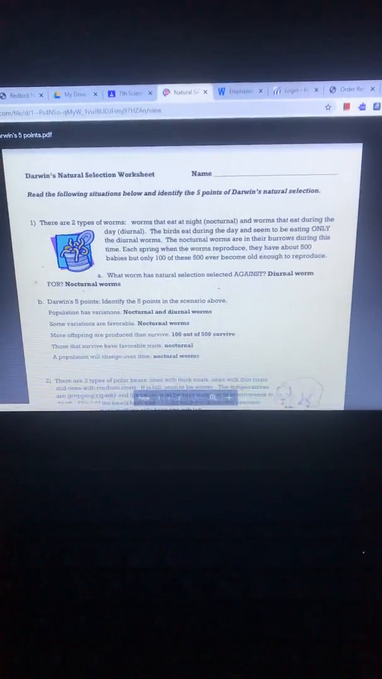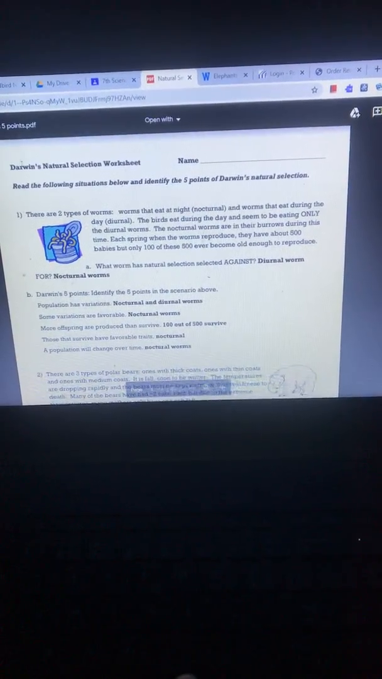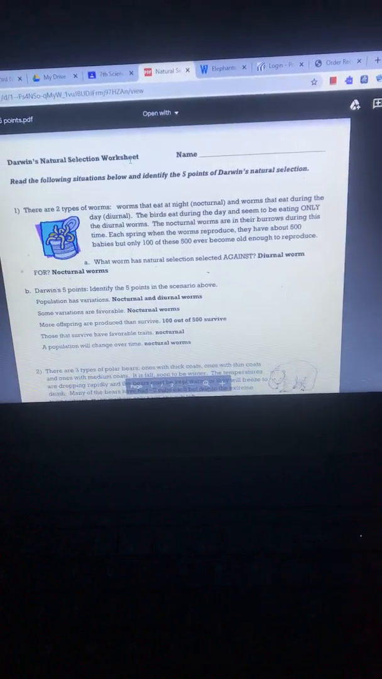Okay, the first one is done for you. If I were you, I would either get out a piece of paper and title it Darwin's Natural Selection Worksheet, Day 16, or I would start a Google Doc and title it the same thing. Read the following situation below and identify the 5 points of Darwin's natural selection.